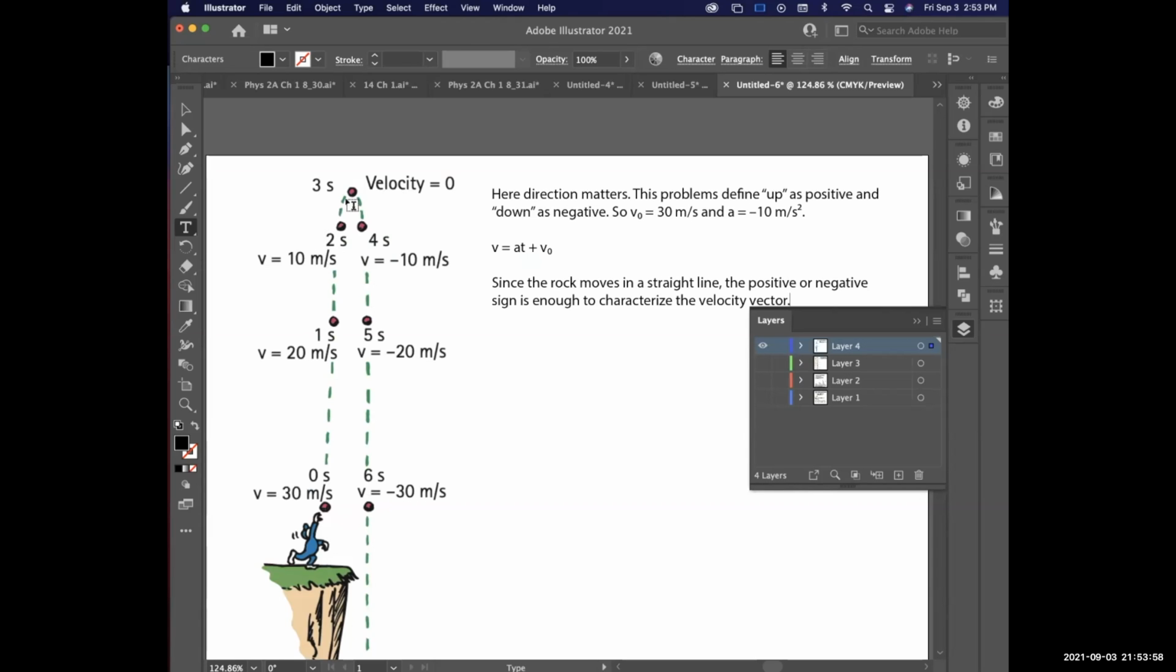And then from here to here, it went from 10 to 0, and then 0 to negative 10, and then negative 10 to negative 20. So by symmetry, this distance should be the same as this distance, and this distance should be the same as this one. But what are those distances? Well, it turns out it's going to be proportional to the acceleration times the square of time.